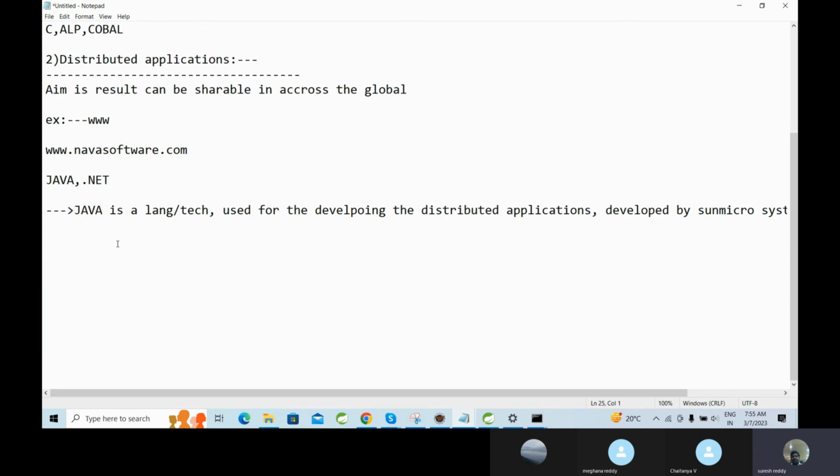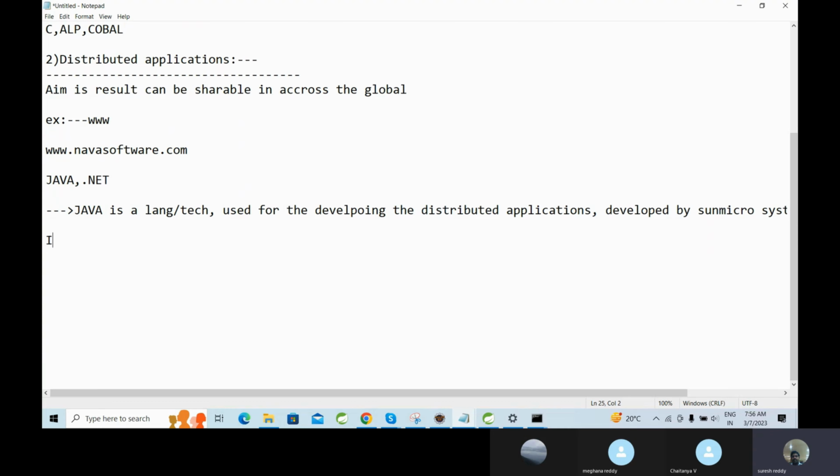According to CMM 5 level companies, this is the standard definition. So the definition is like this: Java is a language or technology used for developing distributed applications, developed by Sun Microsystems, and now owned by Oracle Corporation.